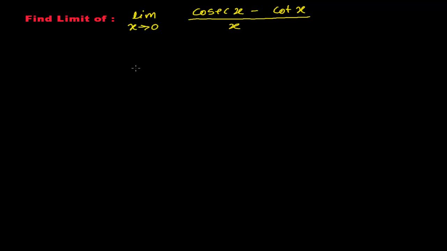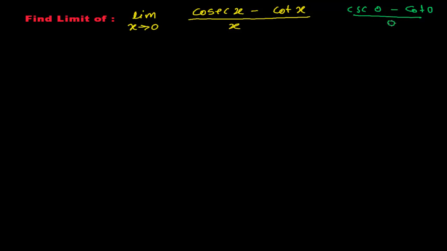Hello friends, here we're going to find out the limit of this question. The question is the limit as x tends to 0 of (cosec x minus cot x) whole divided by x. If you just plug in the value x tends to 0, you're going to get cosec 0 minus cot 0, and whole divided by 0.